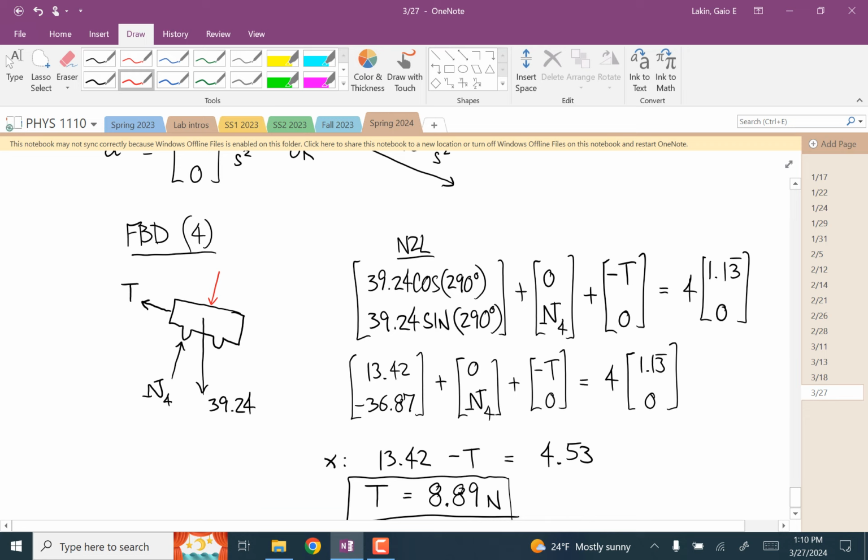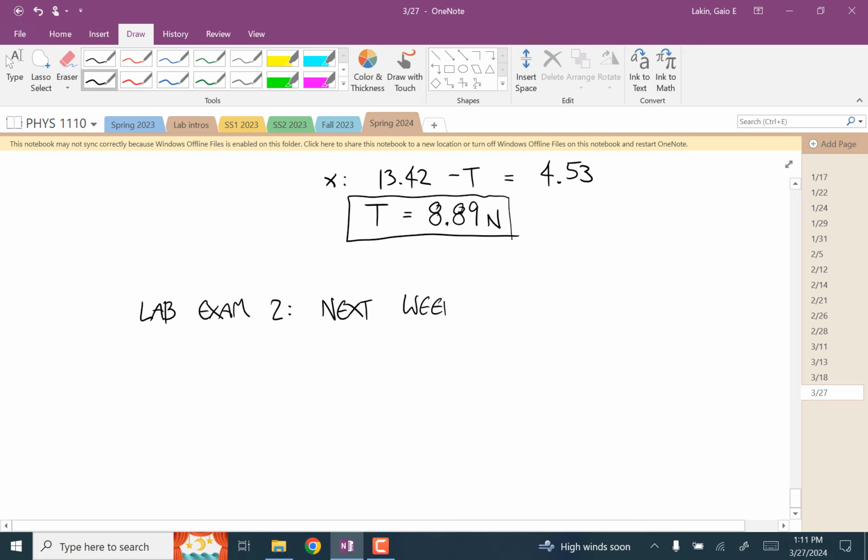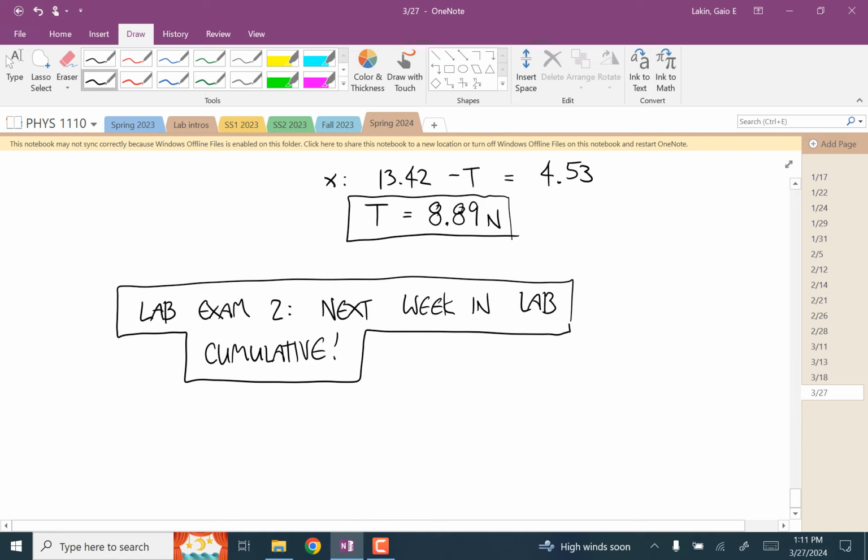I'll get this in the notes before I leave. Lab exam 2 is going to be next week in lab. And yeah, remember that it's cumulative. So you should go back to the older stuff too. Okay, that's all.